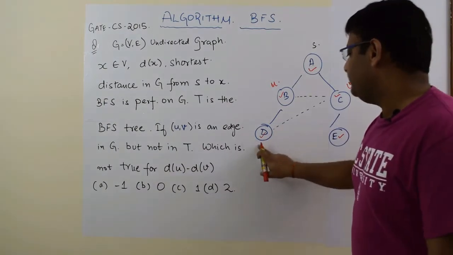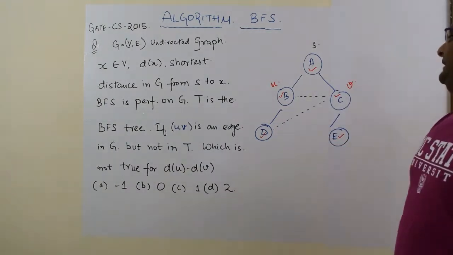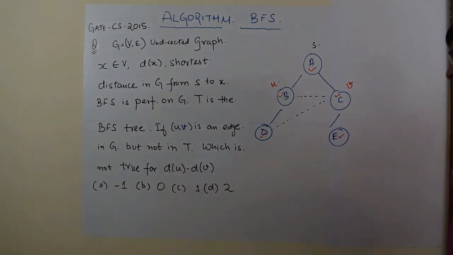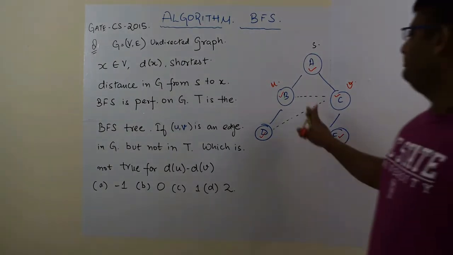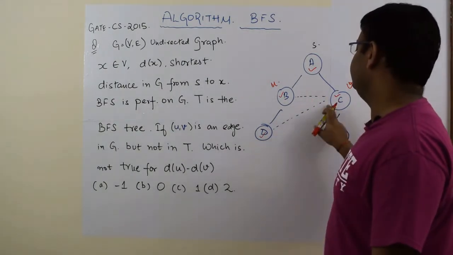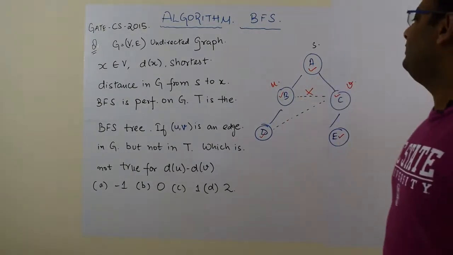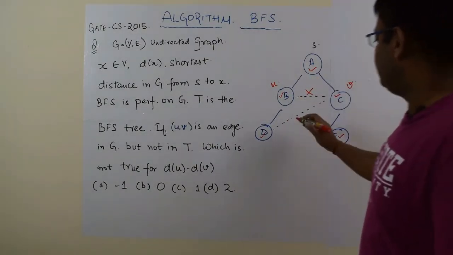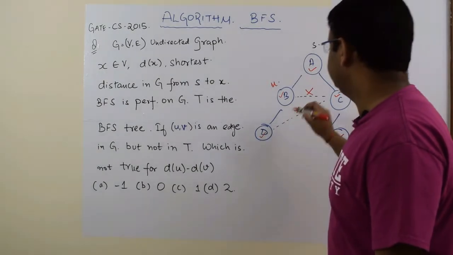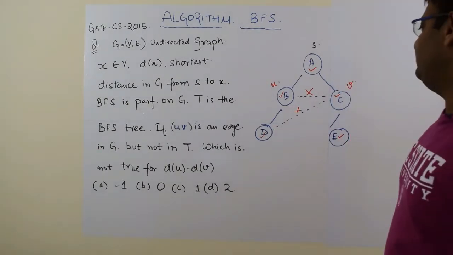Then finally you take out D, and finally you take out E, right? So this is the procedure. From B, C will not be visited, so we will not take this edge into our final BFS tree. And from here again, this edge will not be in our final tree.